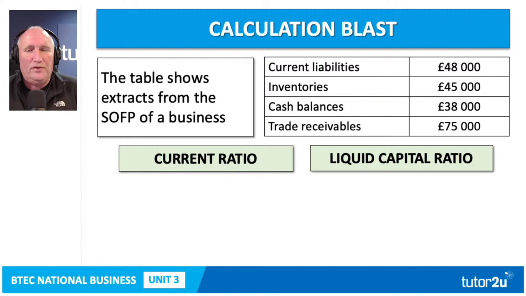So here's our first one. We've got some information on the screen there. The table shows extracts from the statement of financial position, the SOFP, the balance sheet. And we've just got extracts there, not the whole thing. We've got current liabilities, inventories, cash balances, trade receivables. Now, all the information you need on there is ready for you to calculate two ratios, please. The current ratio, if you remember back to our formula earlier, and the liquid capital ratio.